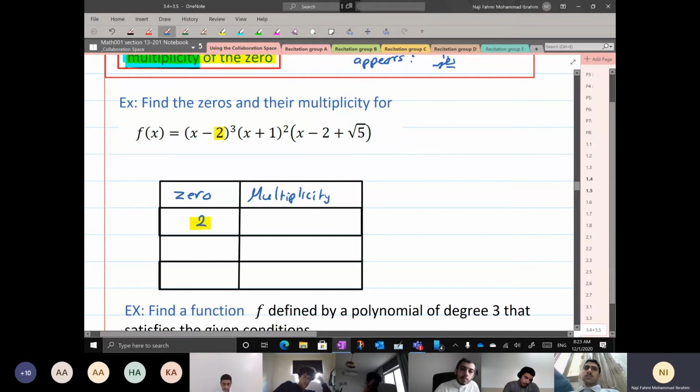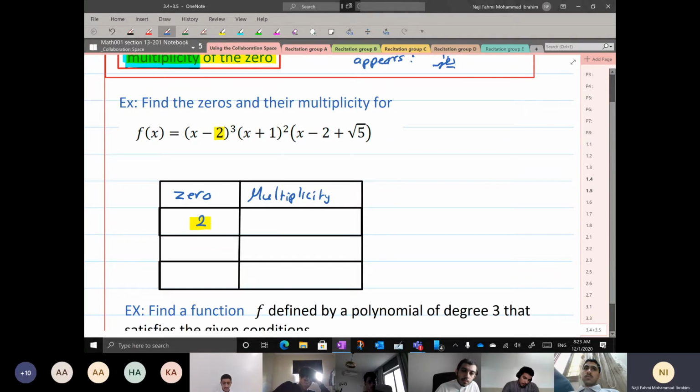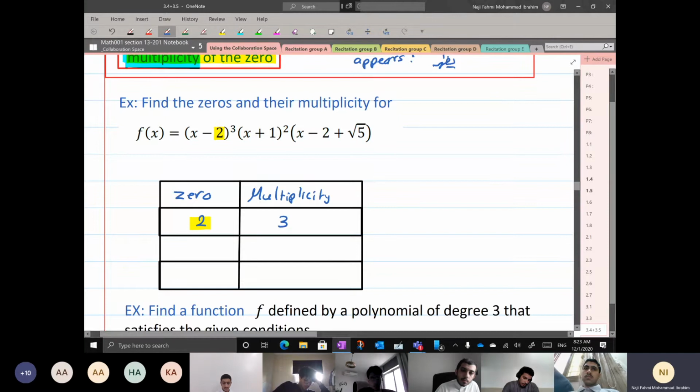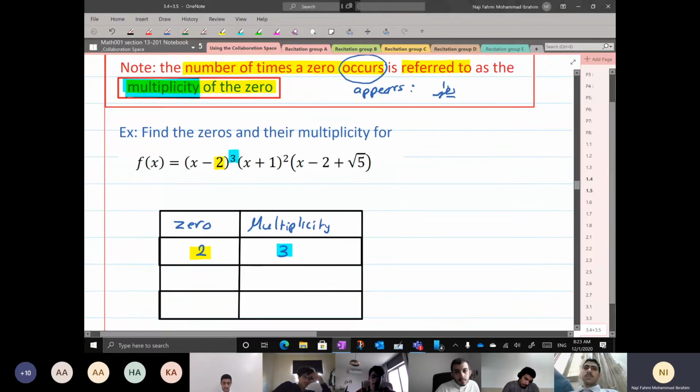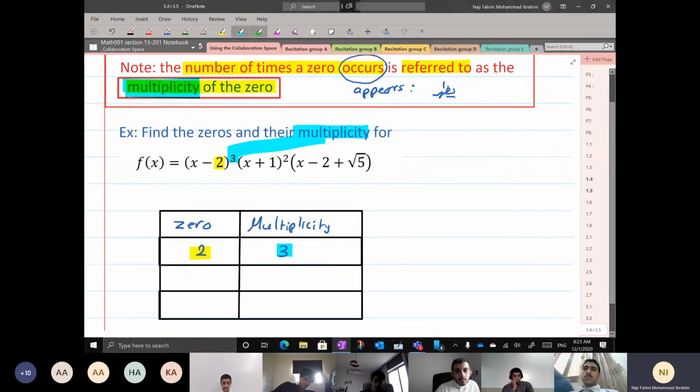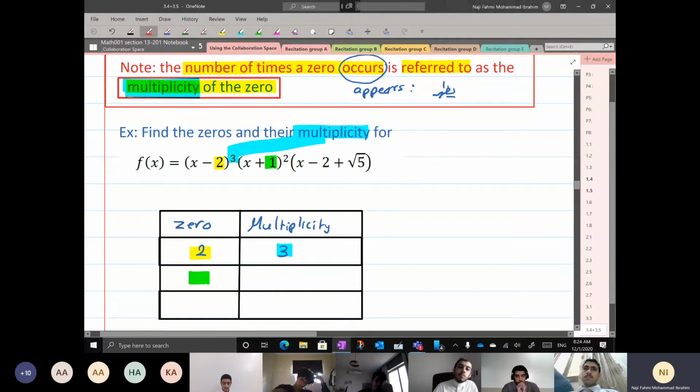So the first zero is 2. Do you know what's the multiplicity of that 2? How many times will I see that 2? 3 times. Why 3 times? Because the power is 3. Power 3 means the bracket will be repeated 3 times. So the power of the bracket is called what? The multiplicity. What's the zero of my second bracket? -1.